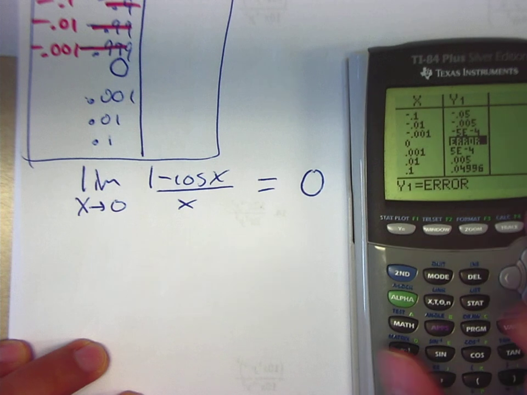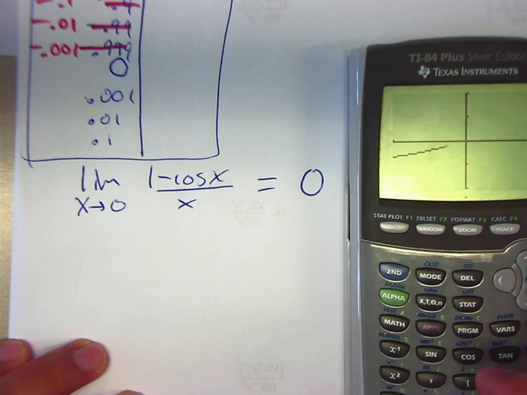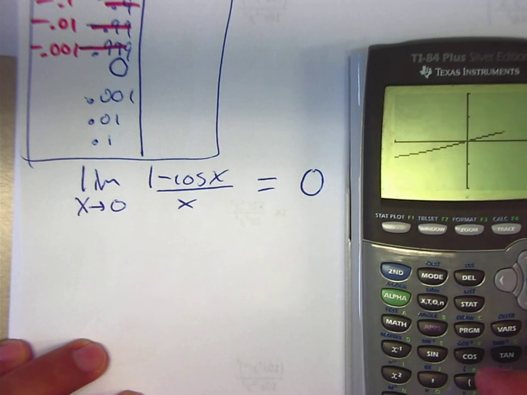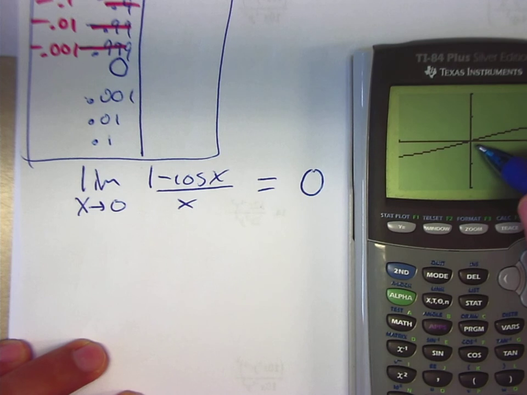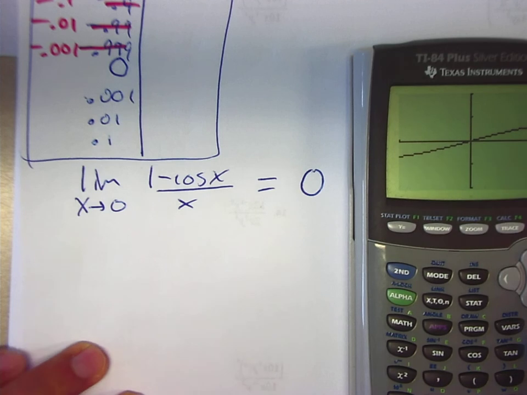If I look at the graph, you can see right there that even though there's no value at 0, from the left and from the right, we are approaching 0. Okay?